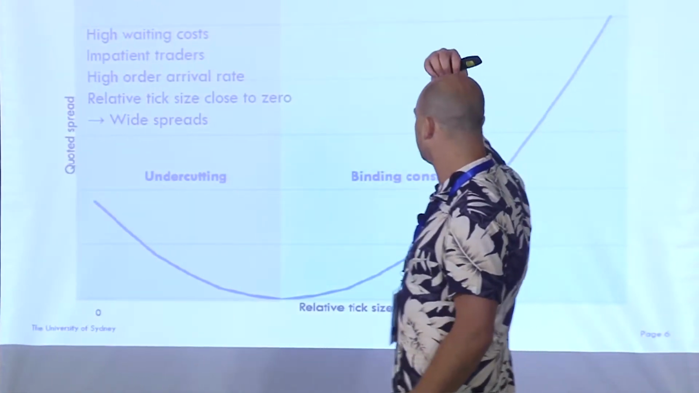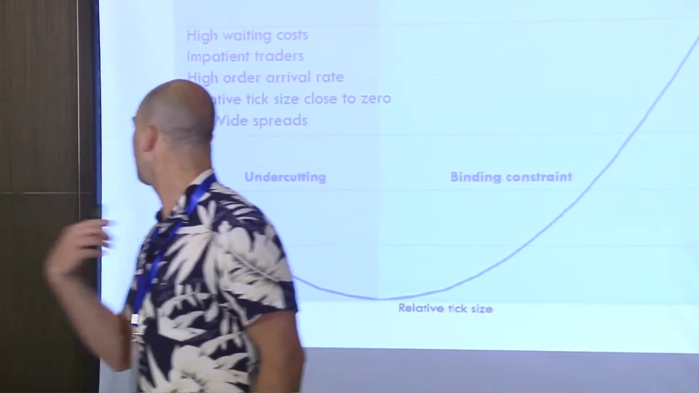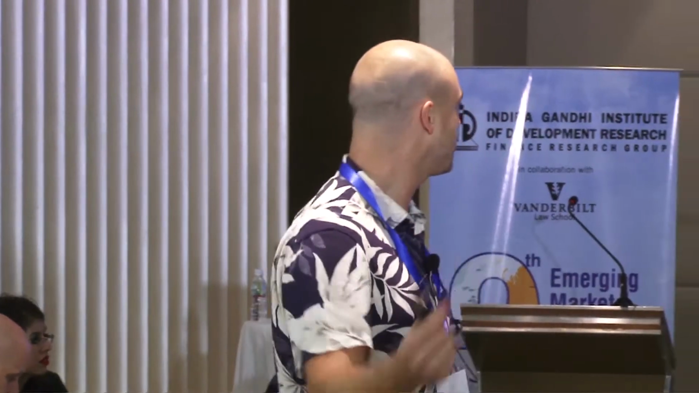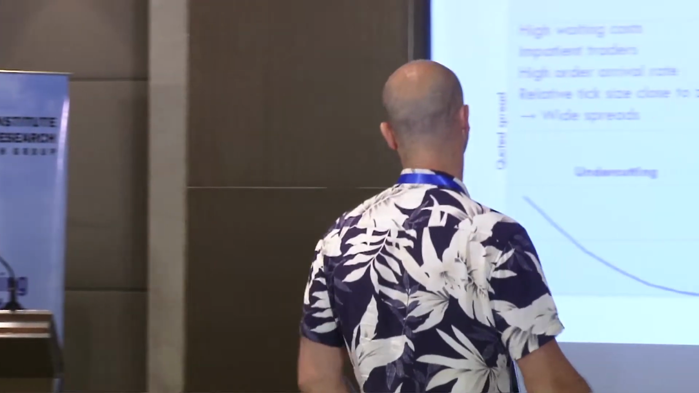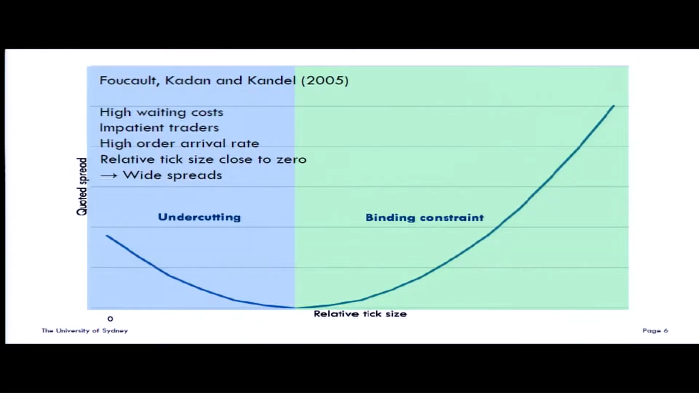So there's some theoretical literature that tells us, well, you kind of get these high waiting costs, okay? This can cause these traders to become impatient, to cross the spread, use the market orders, and ultimately increase the costs, increase the spreads simply because you have too fine a grid.